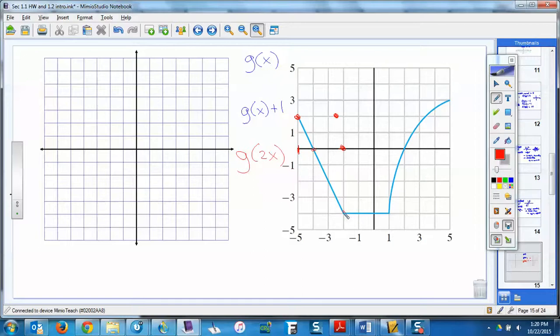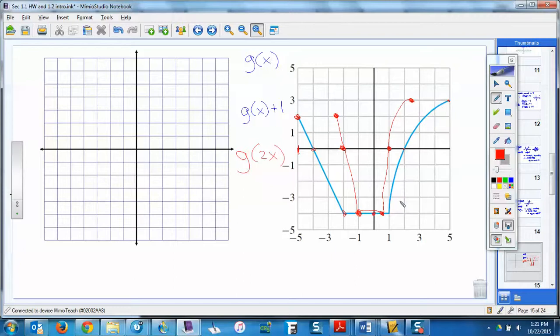This point that's at -2 is now going to be at -1. This point at 0 is still at 0. This point that's at 1 is going to be in at 1/2. This point that's at 2 will be in at 1. And this point that's out here at 5 will be in here at 2.5. And so I'll have this to there, and then up, and there you go. So that graph is now shrunk by a factor, or compressed by a factor of 2. Okay, so that's the kind of thing you'll have on the homework.